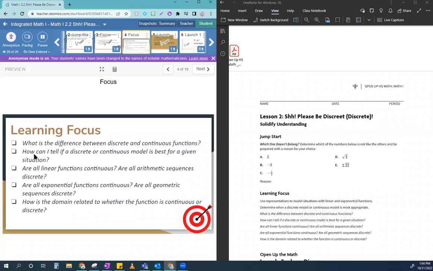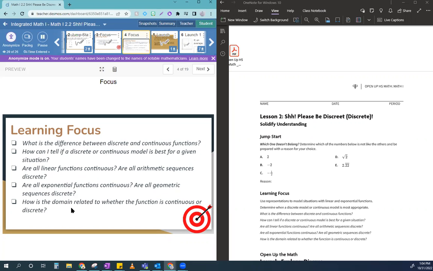Questions you should be able to answer are: What's the difference between discrete and continuous? How can I tell if a discrete or continuous model is best? Are all linear functions continuous? Are all arithmetic sequences discrete? Are all exponential functions continuous versus discrete?